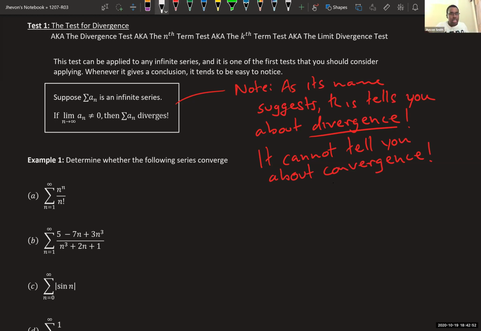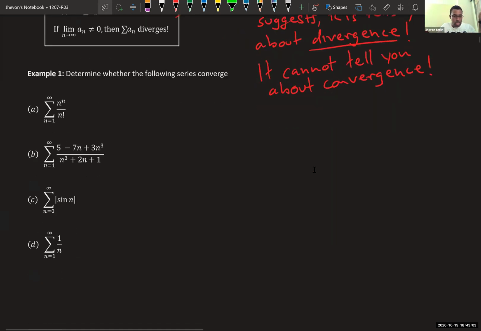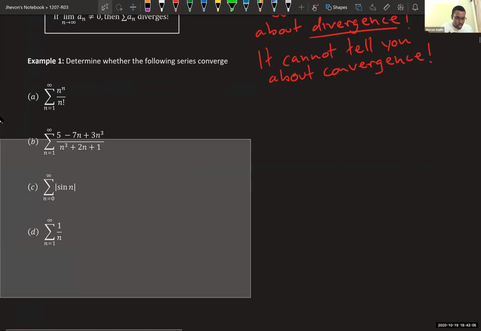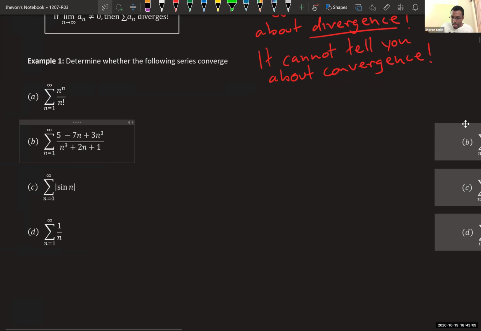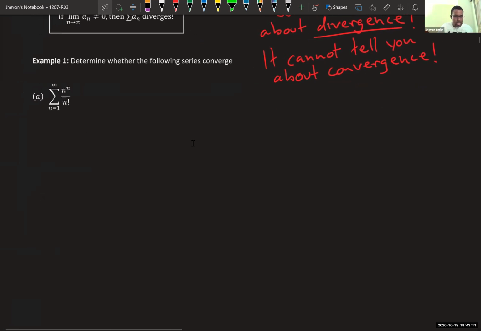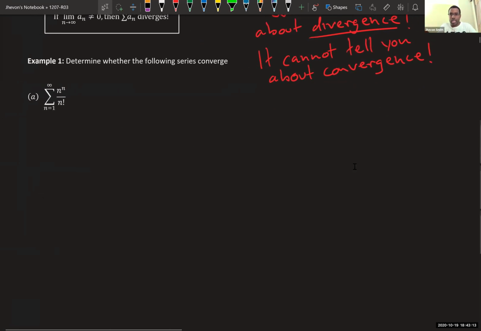But other than that, the test is pretty simple. You have an infinite series. Take the limit of the term that you see, the a_n term. If the limit is not 0, it diverges. Basically that's it. It's very easy to apply, and you don't really have to learn any new techniques. We're all very good with limits at this point. So let's actually jump into this.